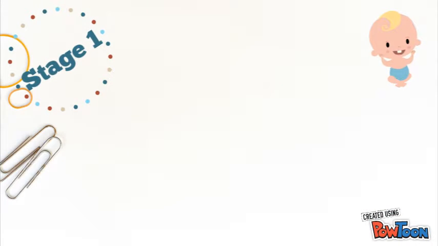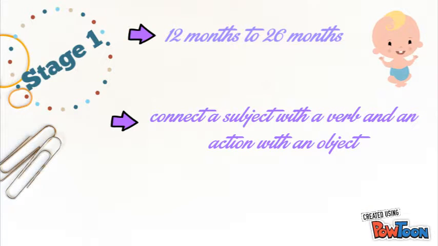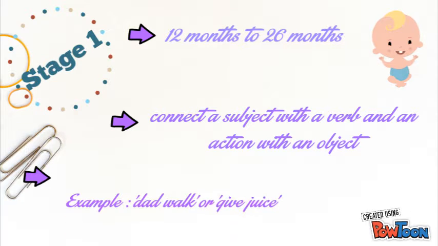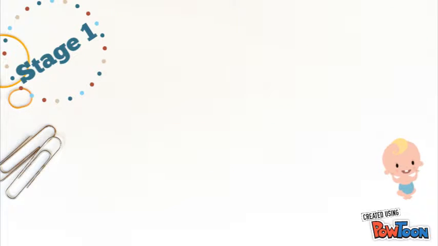In the first stage, which is when the child is about 12 months to 26 months of age, children will be able to connect a subject with a verb and an action with an object. For example, Dad walk or give juice. At this age, a child will also be able to name a series of objects without connection.